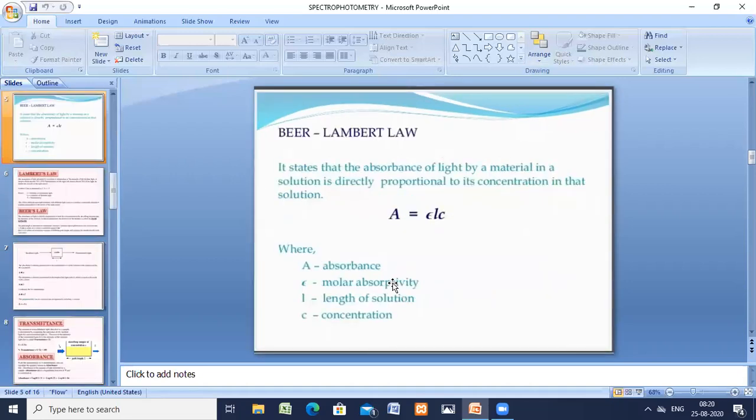Now we'll see the Beer-Lambert law. First we'll see Beer's law, and later Lambert's law. Combined, the Beer-Lambert law states that the absorbance of light by a material in a solution is directly proportional to its concentration in that solution. A equals molar absorptivity times the length of the solution times the concentration. Absorbance is proportional to length and concentration. We'll see the Beer law and the Lambert law in detail.